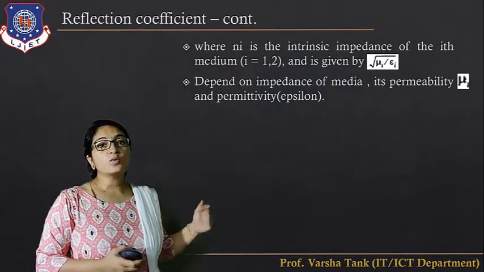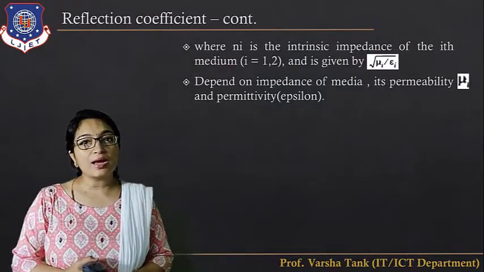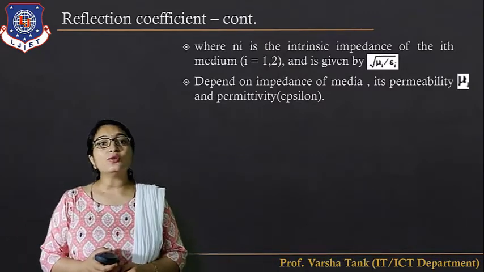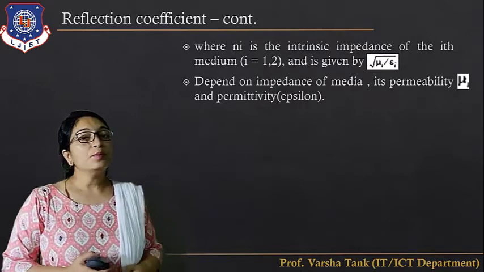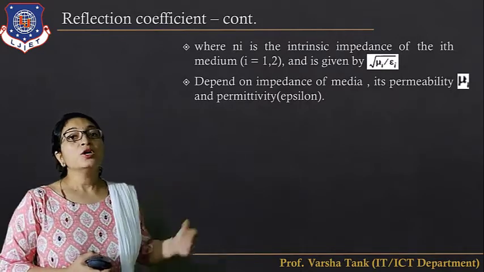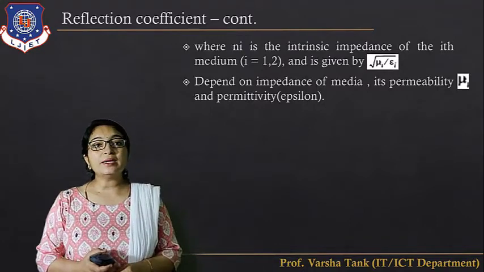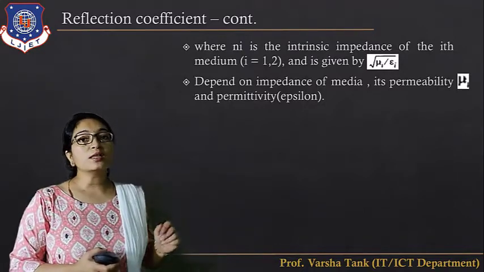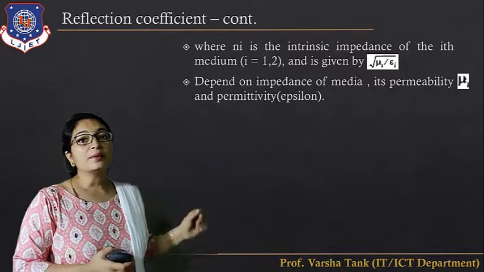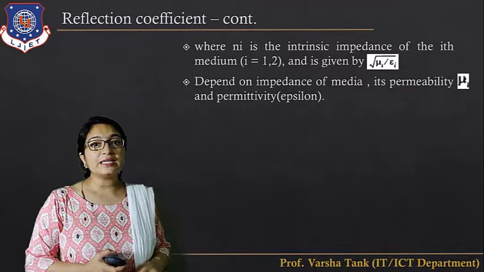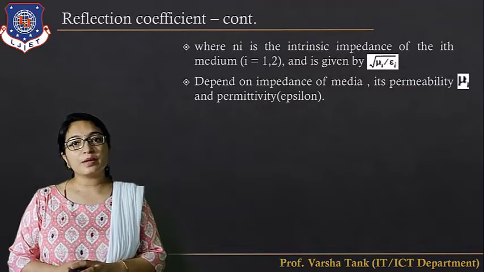Now where Ni is what? It is the intrinsic impedance of the ith medium, where i is equal to 1, 2, and it is given by under root mu I upon sigma I. So it depends on the impedance of the media. Mu is what? The permittivity, and permittivity means epsilon. So it is given by permeability divided by the permittivity epsilon.